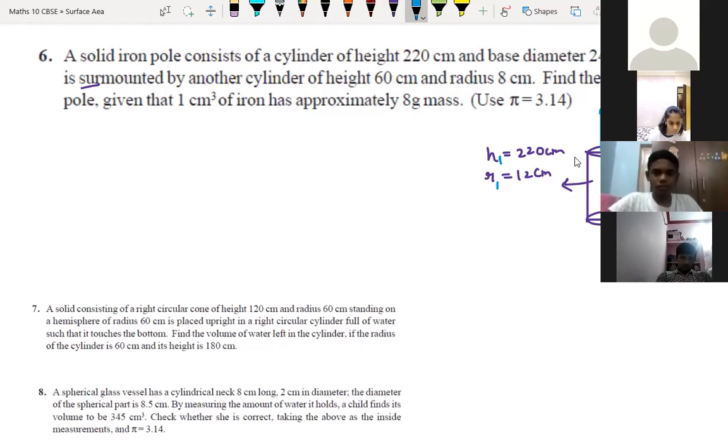Find the mass of the pole given that 1 centimeter cube of iron has approximately 8 gram of mass.